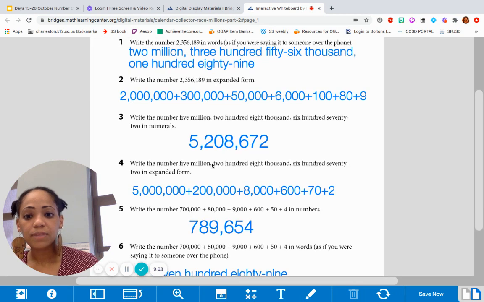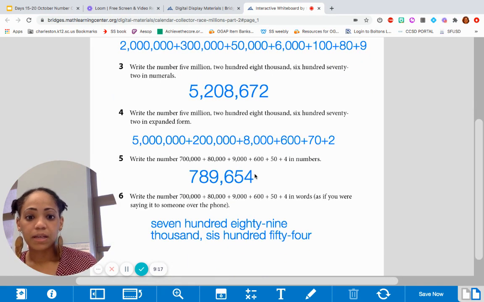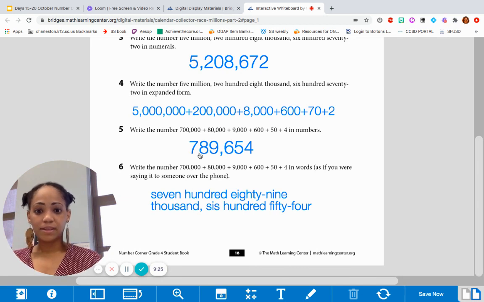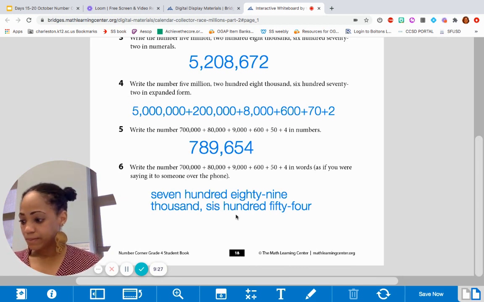672. 5,208,672. So there's that number. We just expanded. We don't have any 10,000s. Okay. Here's this number written in numeral form, just standard form, and then the word form here of the same number. We good? All right.